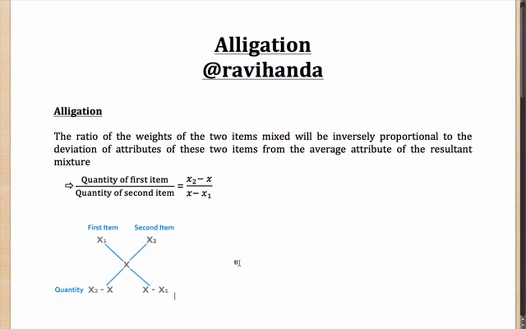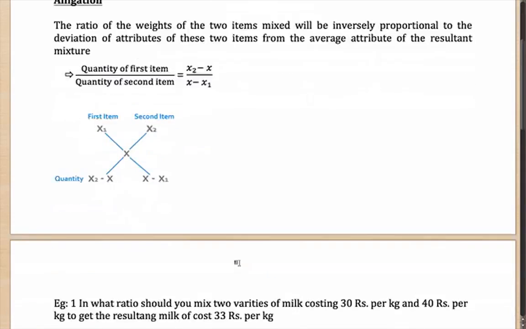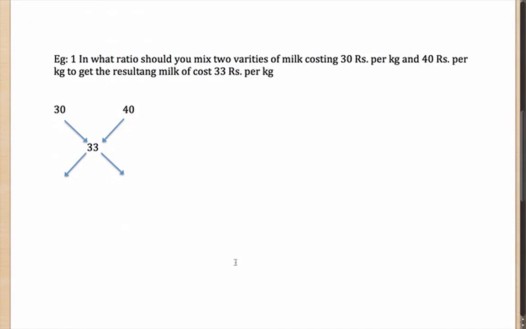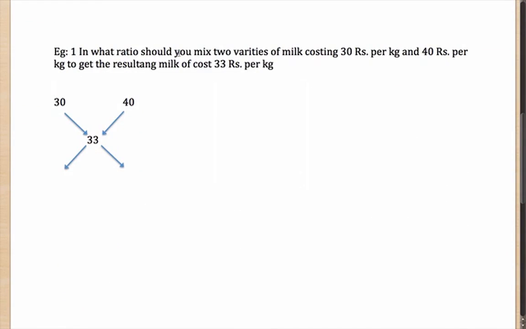I can understand if this becomes a little confusing, and that is why I have taken a couple of examples. Let us look at the first one. In what ratio should you mix the two varieties of milk costing 30 rupees per kg and 40 rupees per kg to get the resultant milk? This should be resultant milk of 33 rupees per kg. Use the concept of alligation. You need 30 and 40 rupees per kg is what is given to you. You need to get 33 as a result. So what should be the ratio in which you should mix them?